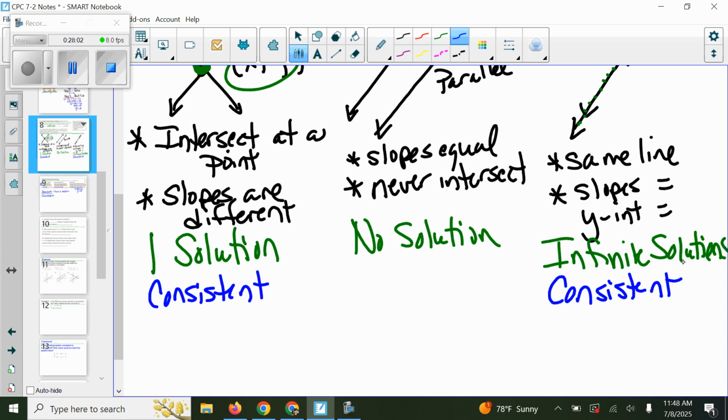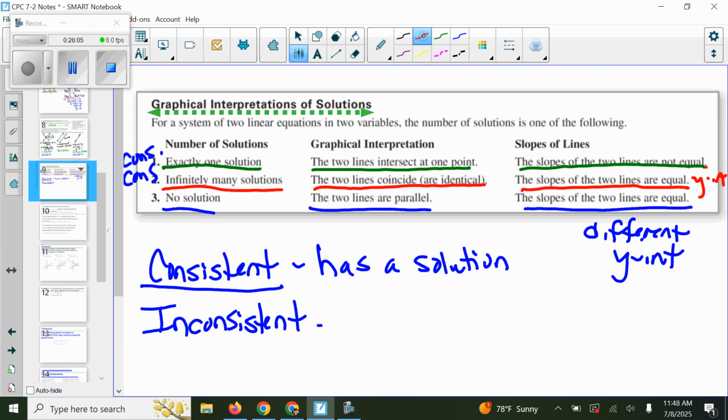All right, so what does the prefix in do to a word? It means not. So if you say the word inconsistent, it means it's not consistent. Well, if it's not consistent, guess what that means? Doesn't have a solution. So there's no solution to that system. Well, that would be our third scenario then. That's when our lines are parallel. That would be inconsistent. So I'm going to go back and label that on our pictures that we drew before.